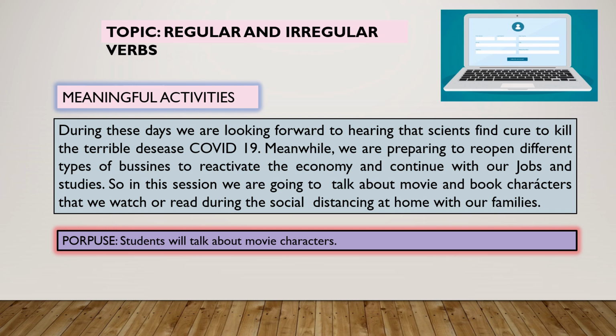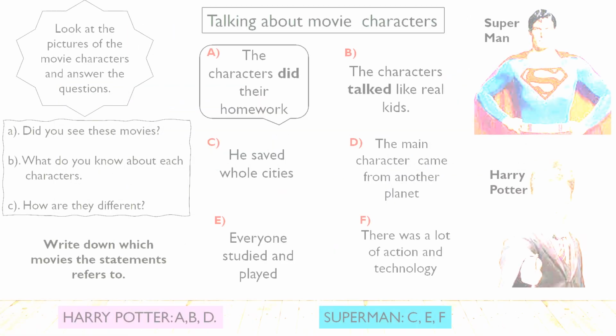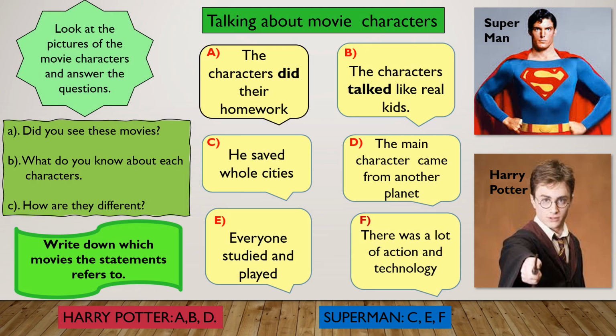Movie characters means personajes de la película y book characters, personajes del libro. Eso es lo que vamos a hablar. Ustedes van a contarme qué películas han visto, quiénes son los personajes principales que actúan tanto en una obra de libro o en una película. Talking about movie characters. What does that mean? It means hablar acerca de los personajes de una película.